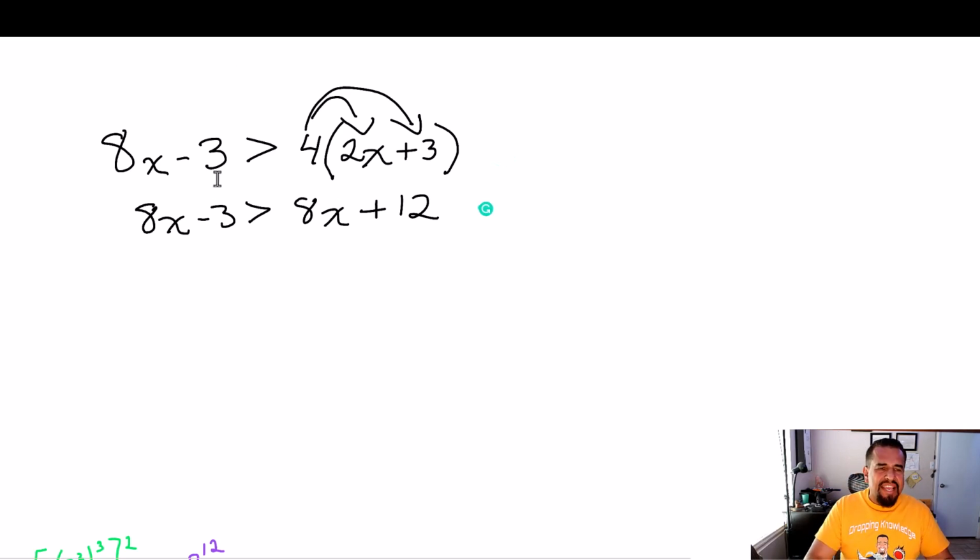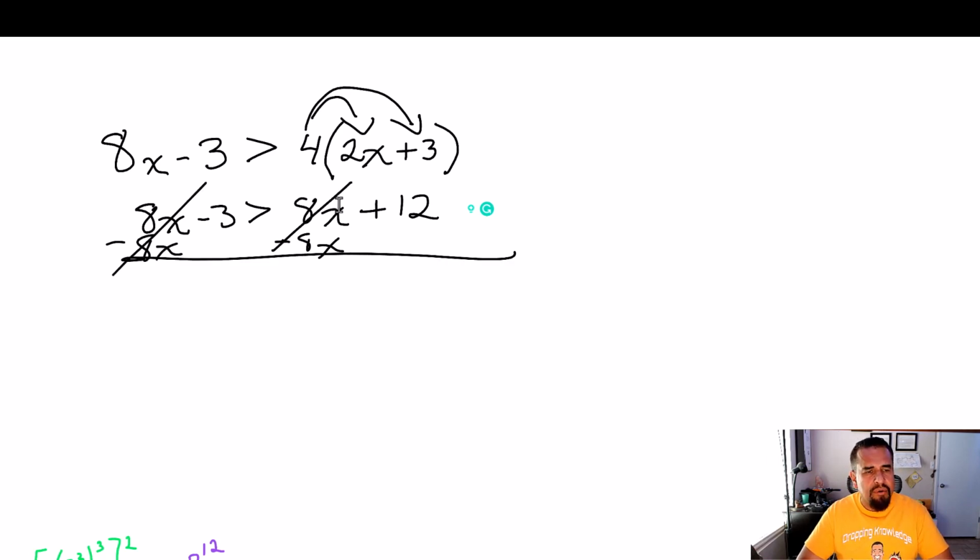But notice, as soon as you see the same coefficient on both sides, 8x and 8x, that means that they're going to cancel each other out, because to combine them, I'm going to need to subtract one from the other, and that's going to create a 0. So minus 8x, minus 8x. Right here, that is a 0, that is a 0.